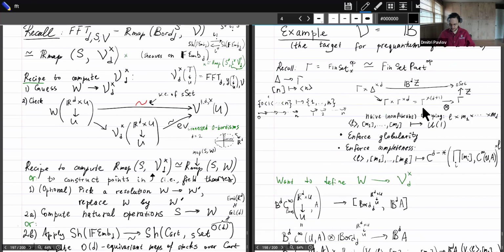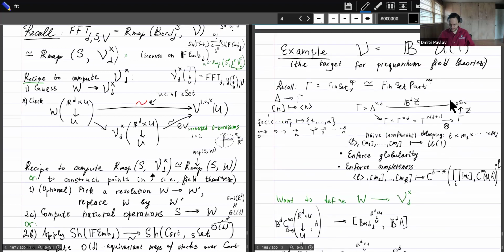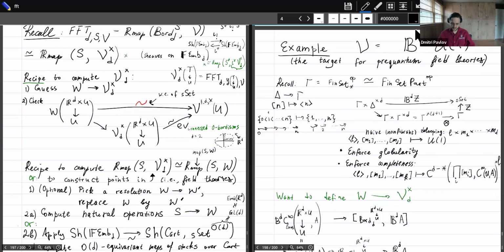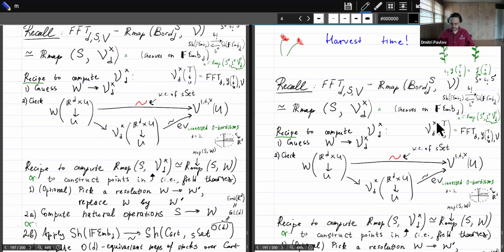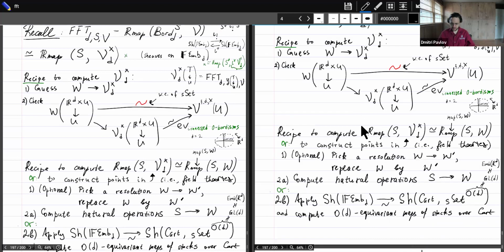I realized maybe I picked an example that is a bit too difficult, but nevertheless, it will illustrate some of the main points. The category V, so, okay, we'll first do the first part of the recipe, which is to compute V cross D. And then we'll do the second part of the recipe, which is to compute the derived mapping simplicial set.